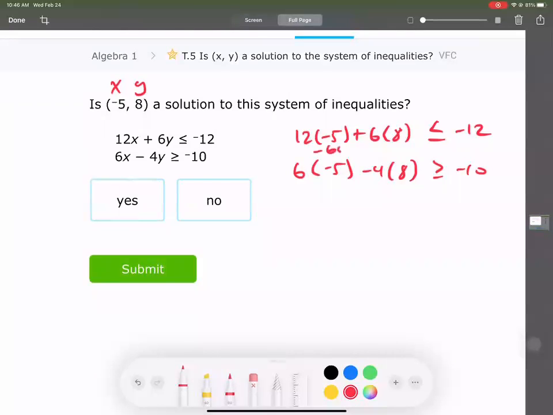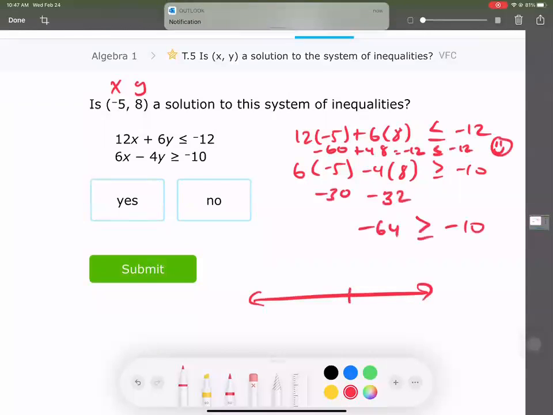That's negative 60 plus 48. And if I subtract it, that's going to be negative 12, right? Negative 12. Yes, and negative 12 is less than or equal to negative 12, so we are okay here. This is negative 30 minus negative 30 minus 32. That's negative 64. Is negative 64 greater than negative 10? Looking at a number line, if this is negative 10, this is negative 64.